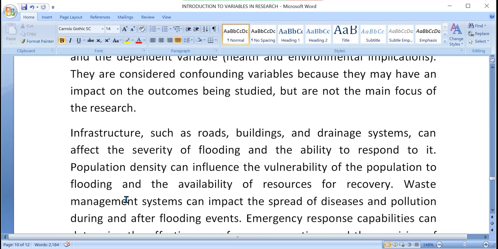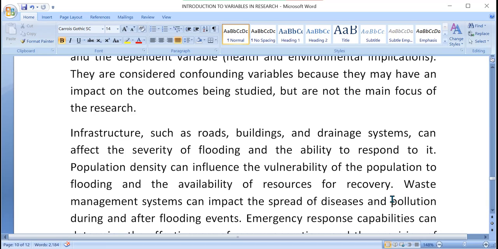So would you say that flooding has any effect when you have not controlled this population density? Also, do the same research in a population where people are scattered, and where there's good drainage system, and see the outcome before you can conclusively say flooding has impact on the environment. So that's what confounding variables are all about. So you must control them.